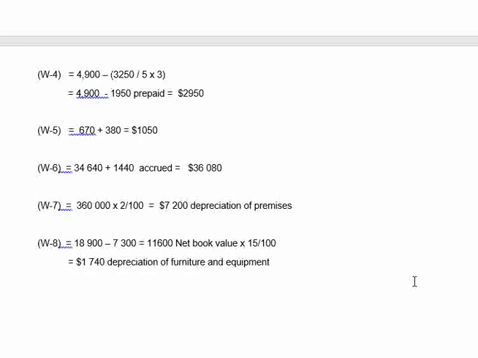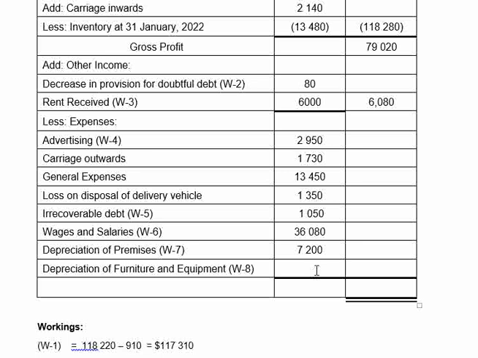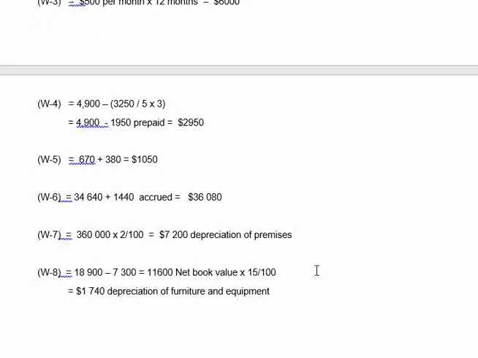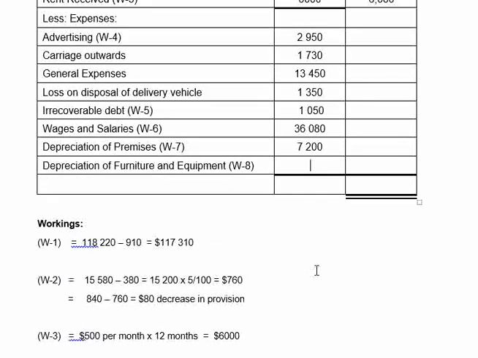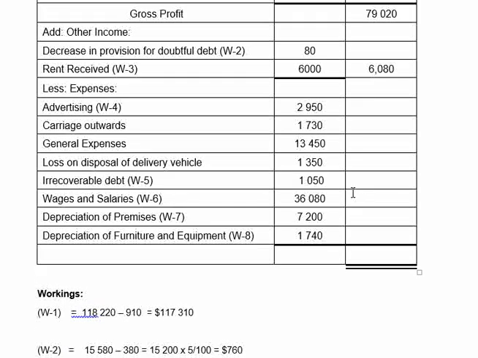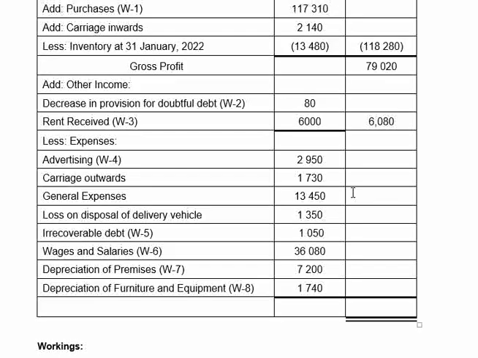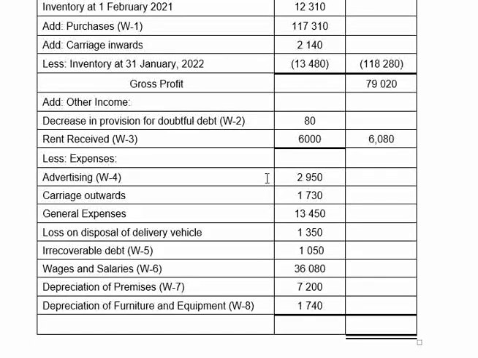Done. Okay, so we have shown all the workings that is required by the examiner. You know, the working will give you marks. If you do not show the workings, you will lose your marks. Okay, so here we have these expenses here: 1, 2, 3, 4, 5, 6, 7, 8. These are 8 expenses. We will add all of these expenses and we will get our total expense.